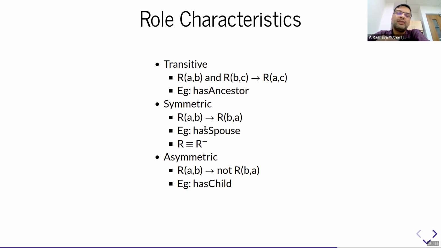Okay, symmetric: they are related in either direction. So A is related to B through R, and B is also related to A by R. Has spouse is the example. Asymmetry doesn't allow that bidirectional relationship. So if A is related to B through R, then it is not the case that B is related to A through R. An example is has child. If A has child B, then definitely it's not true that B has child A. So that's the case.